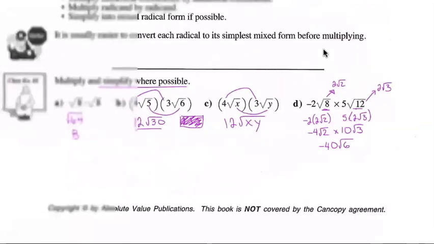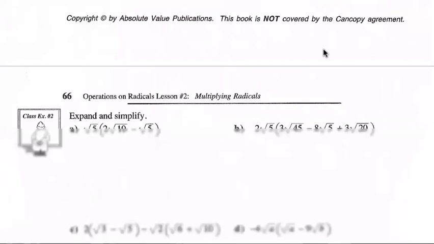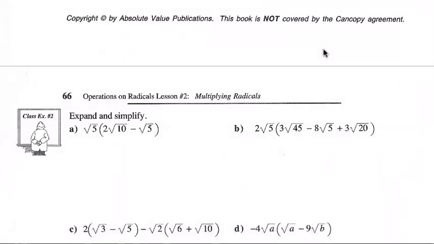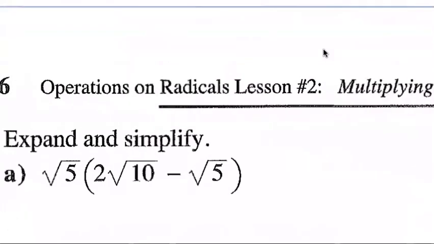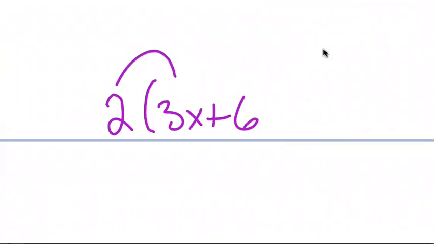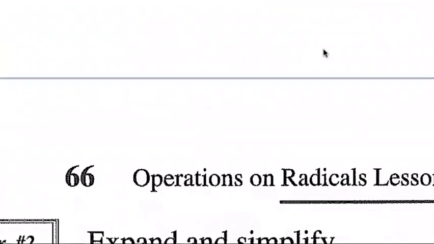Flip the page or look onto the next page for example 2. Example 2, expand and simplify. Square root 5 times (2 square root 10 minus square root 5). Again, this is doable. These all have the same index. And then I'm just going to bomb, just like I would normally bomb, 2 times (3x plus 6). Bomb this in, right? Distributive property. We're going to use our distributive property with our radicals.